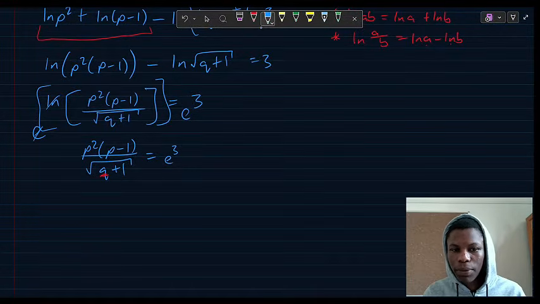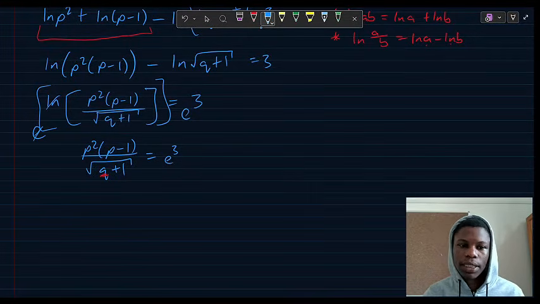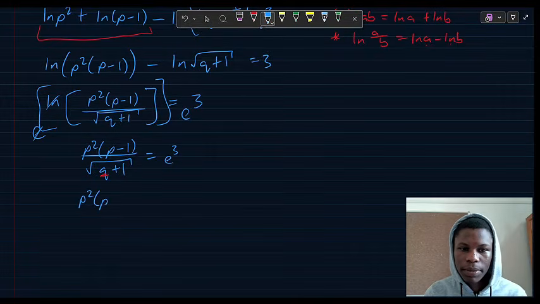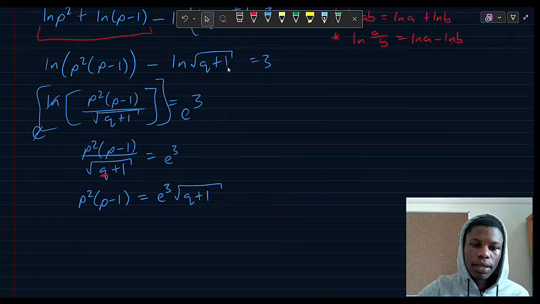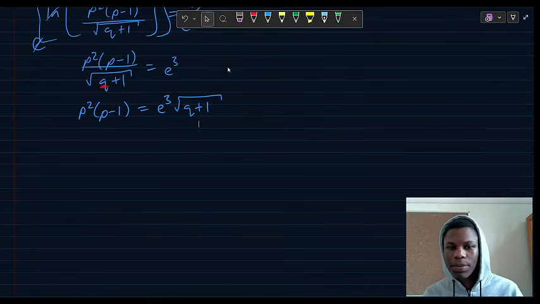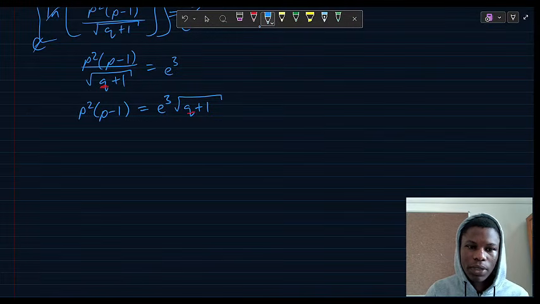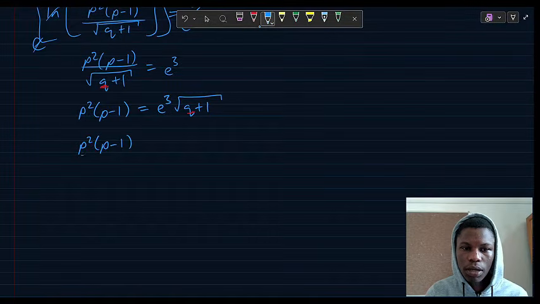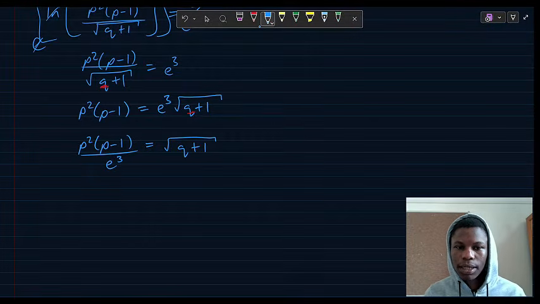So that means our goal is to make q subject of the formula. So let's multiply both sides by root q plus 1 because we want to get q out of the denominator. So that becomes p squared times p minus 1 is equal to e cubed times our square root of q plus 1. And now let's divide both sides by e cubed because again the goal is to isolate that q. You've got p squared times p minus 1 over e cubed is equal to the square root of q plus 1. And now square both sides to get rid of the square root.